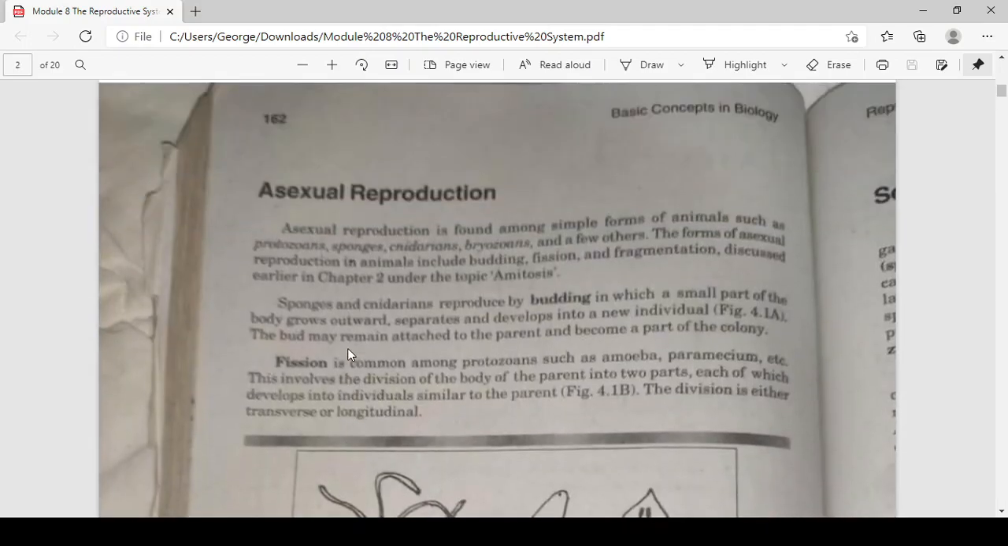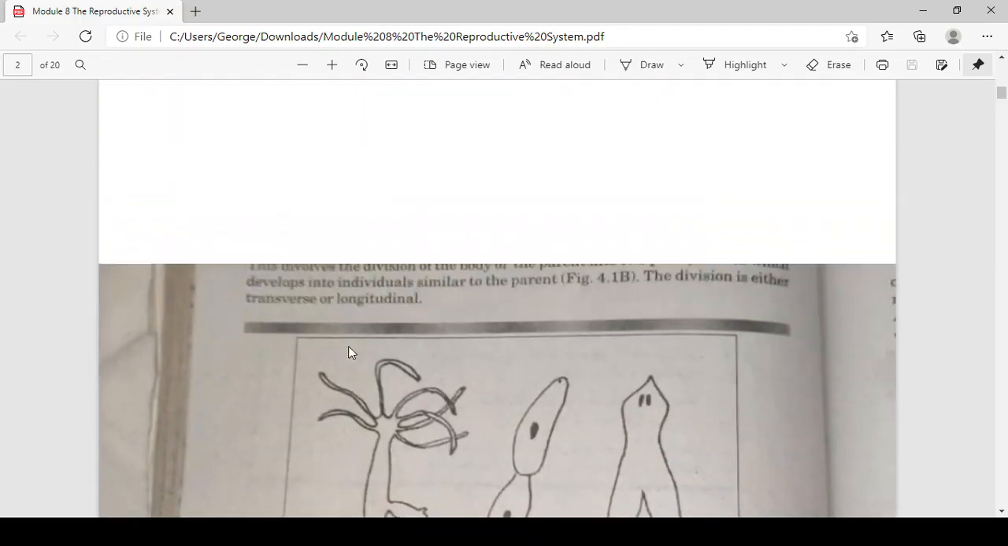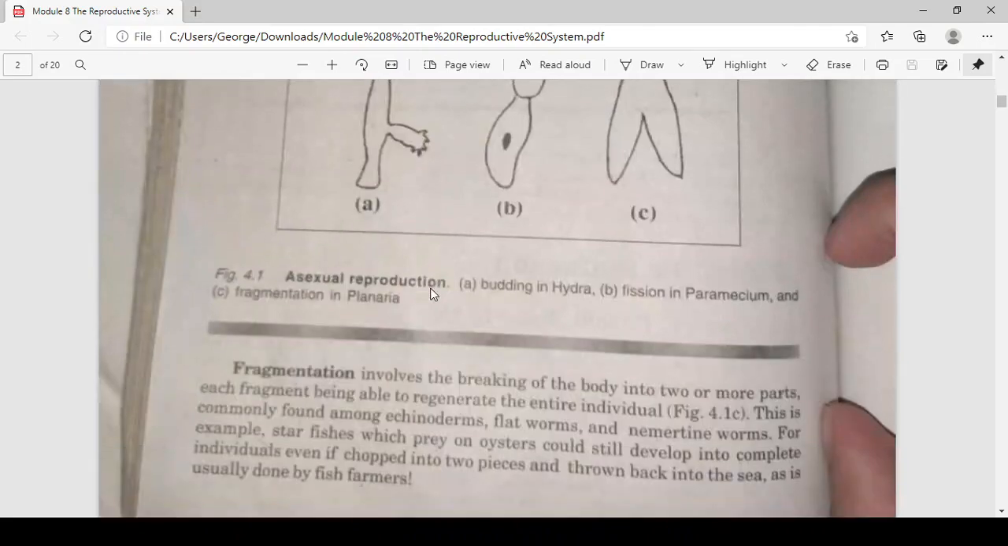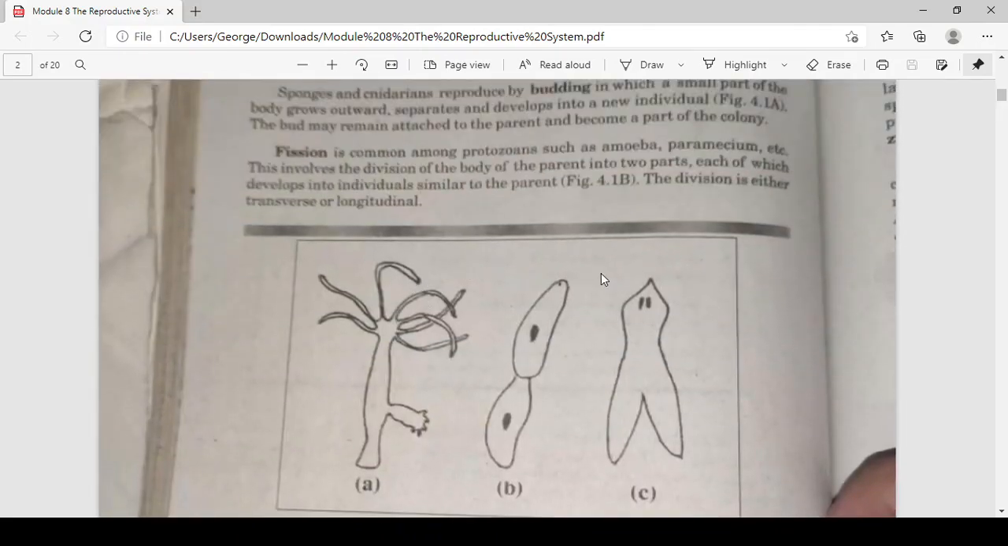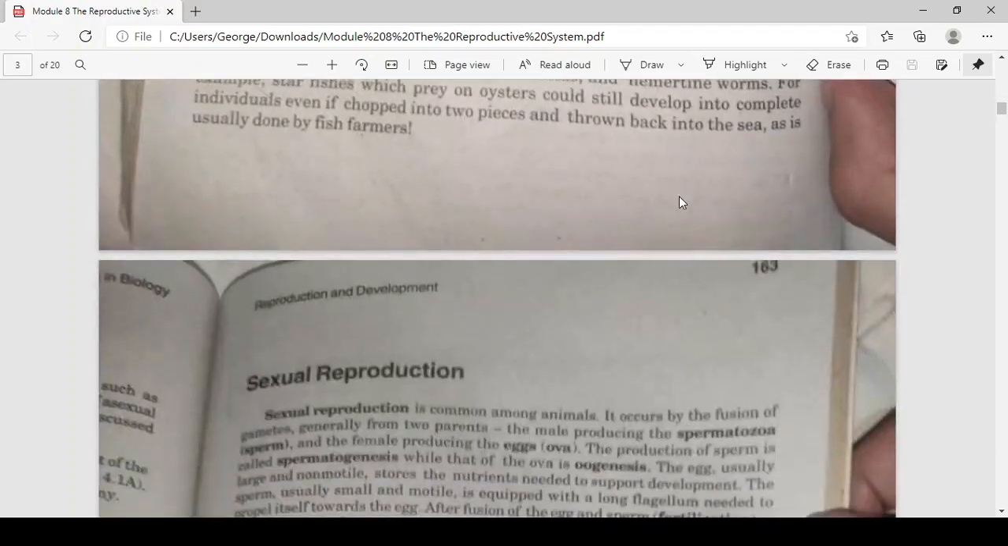So again, anong tatlo na to nga reproduction nga type sa asexual reproduction? Fission, budding, and fragmentation. Ang letter A, B, kag C is just a visual representation on how they reproduce.